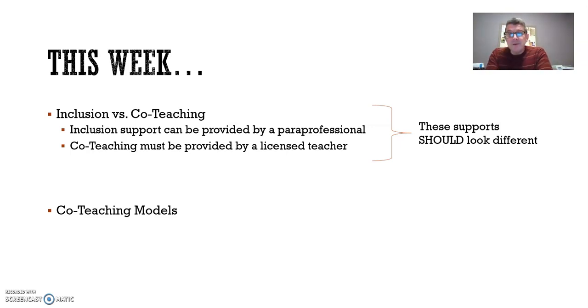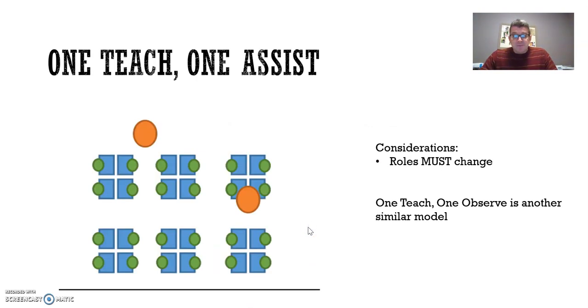So one of my biggest pet peeves is if I walk into a classroom and I see a gen ed teacher and a special ed teacher, and one of those individuals could be replaced by an aide. We don't need 2 teachers in that classroom. So really, what is provided in co-teaching ought to be different. When you have a licensed teacher supporting another licensed teacher, that's quite a commitment from the school district, and that should look very different. That special education teacher should be doing something very unique from what a paraprofessional can be doing. So let's jump into the co-teaching models.